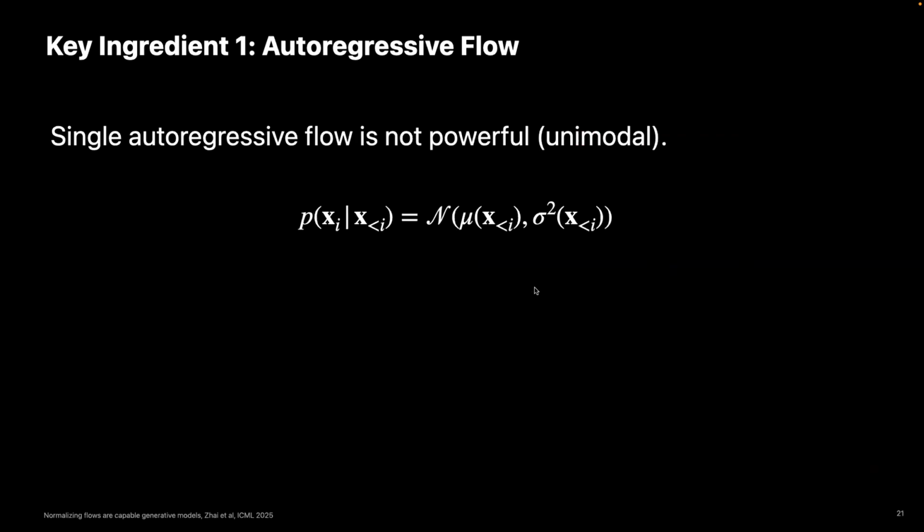But unfortunately, there's a single problem that is not solved, because a single autoregressive flow is not powerful. As I mentioned, it's just a Gaussian distribution, right? Each step predicts the mean and variance. But in reality, real life is not Gaussian. So you cannot use a Gaussian model to approximate everything.